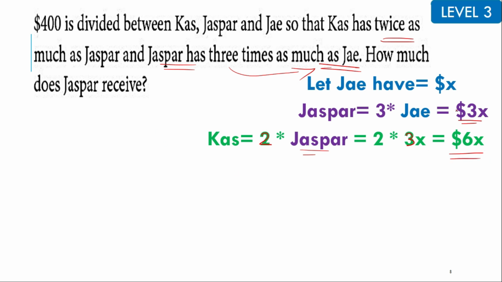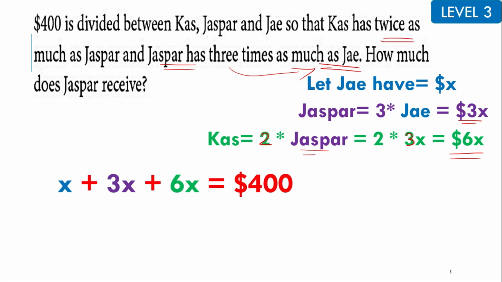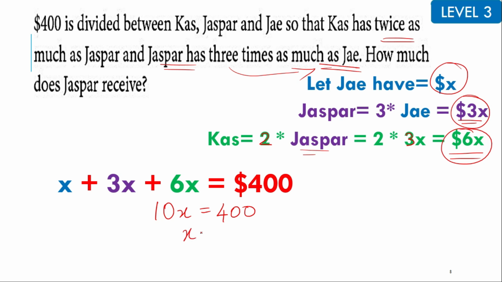Now the sum of all these is going to be 400. So you can say x plus 3x plus 6x, which is the money with each one of them, going to be $400. So you have a total of 10x giving you 400, and your x is going to be 400 divided by 10 giving you 40.